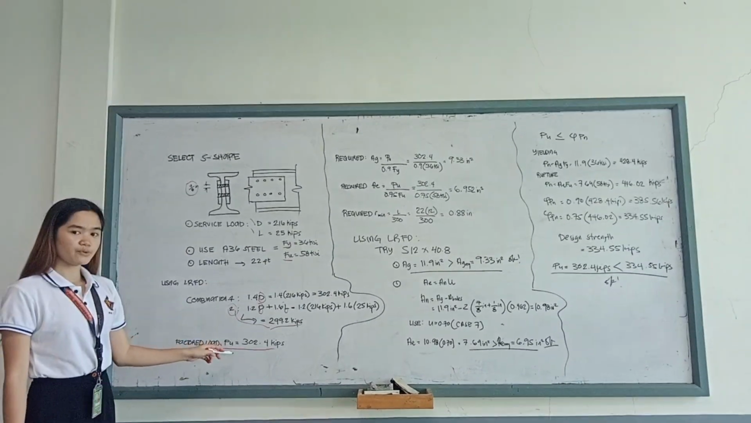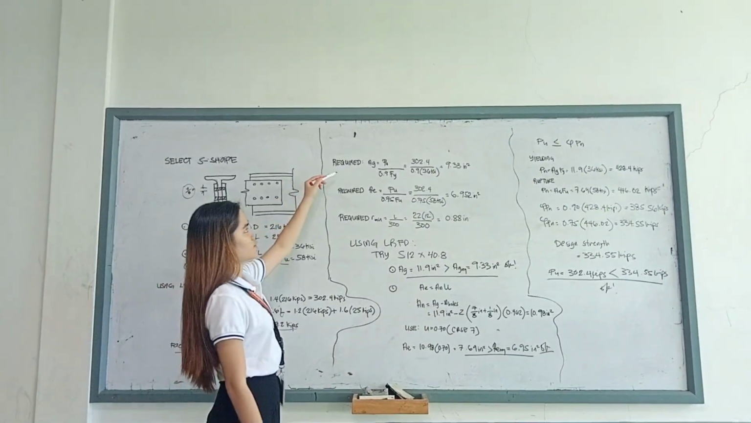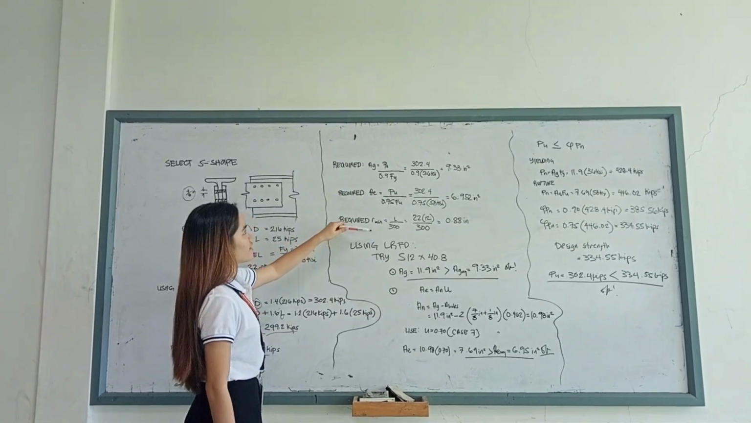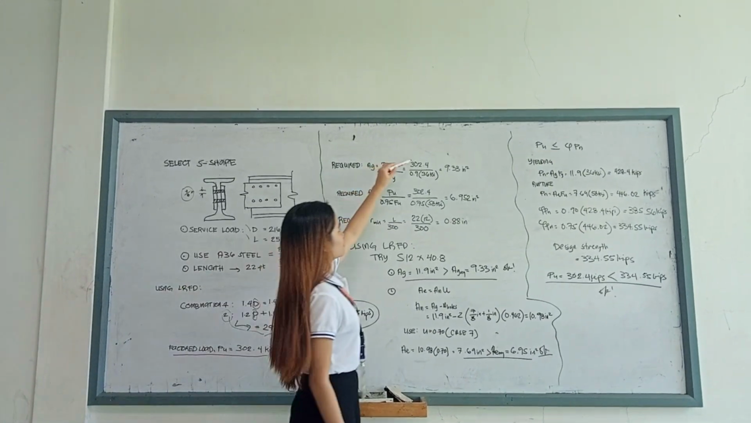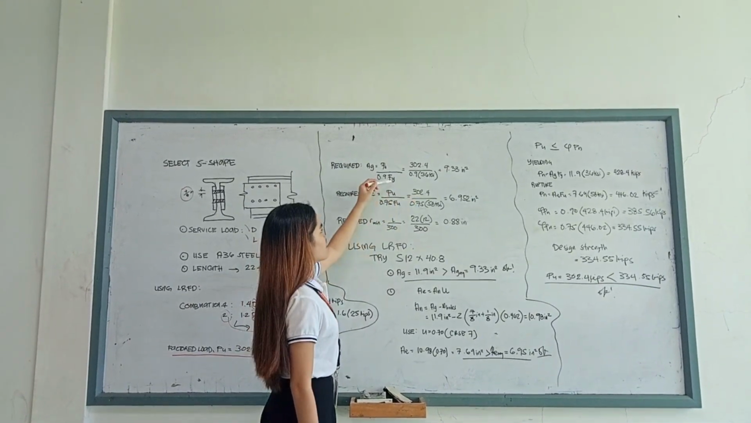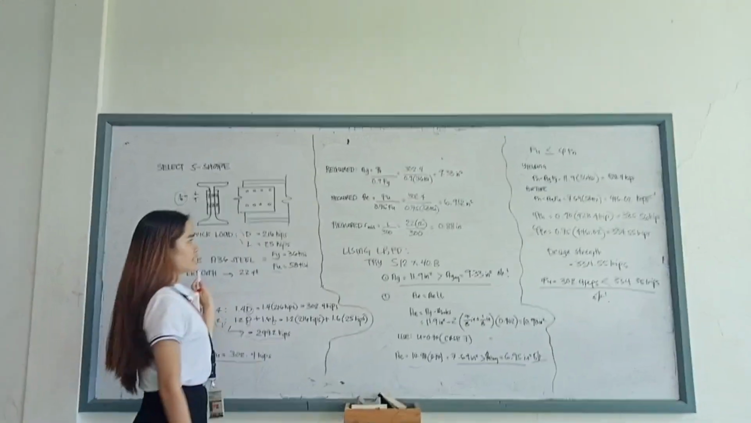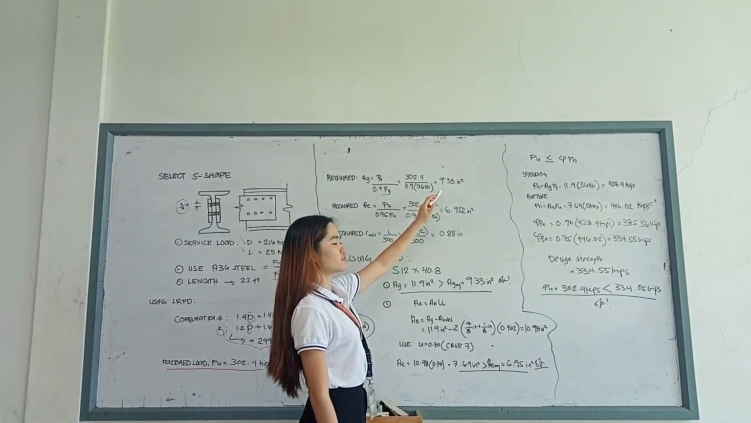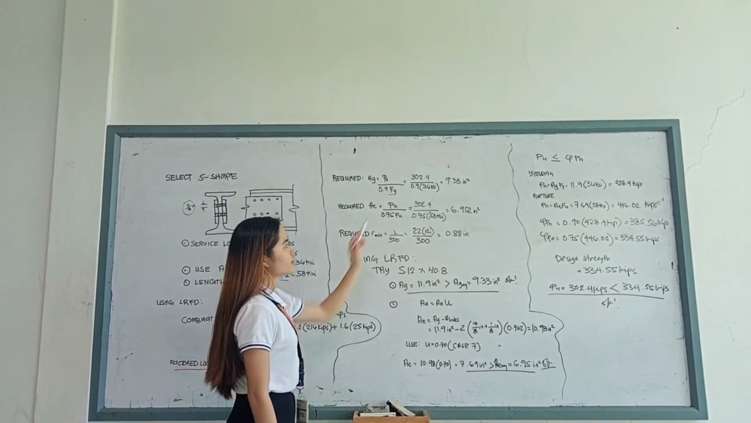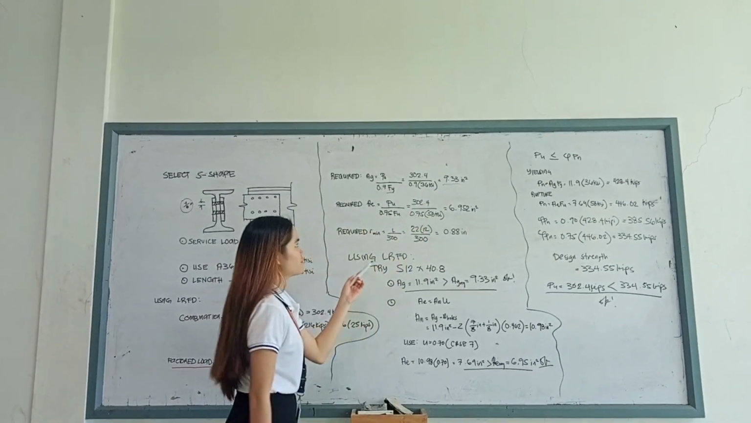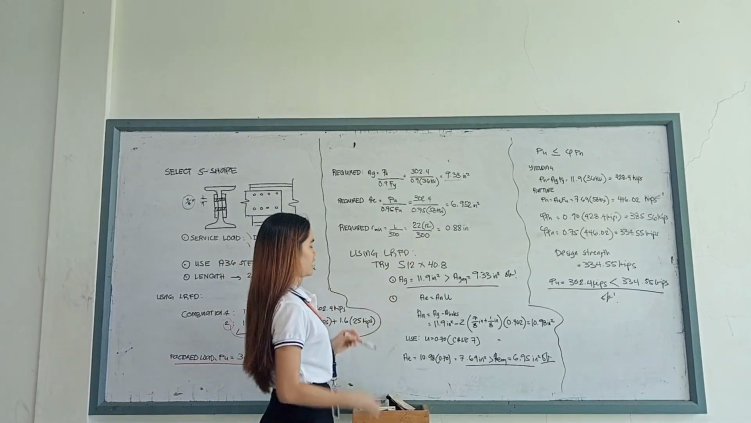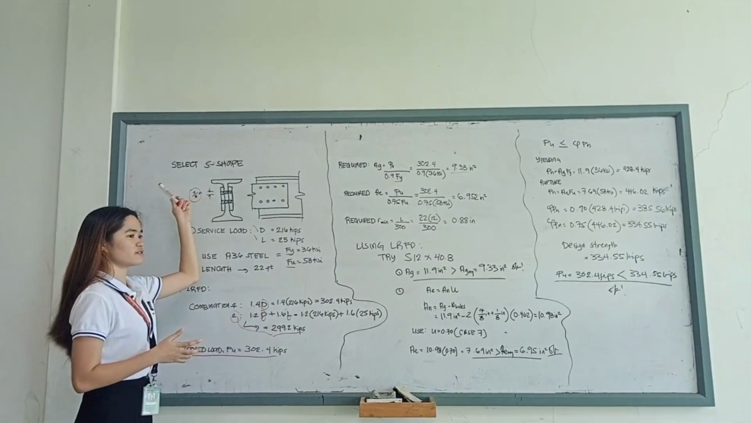So once we have the Pu, which is the factored load, we compute the required gross area, effective area, and the radius of gyration. Using our factored load, with the formula 302.4 over 0.9 times 36 ksi, which is the Fy for A36 steel, we get 9.33 square inches for the required gross area. So this is the minimum gross area that must be met. For the effective area, 6.952, and for the radius of gyration, 0.88.